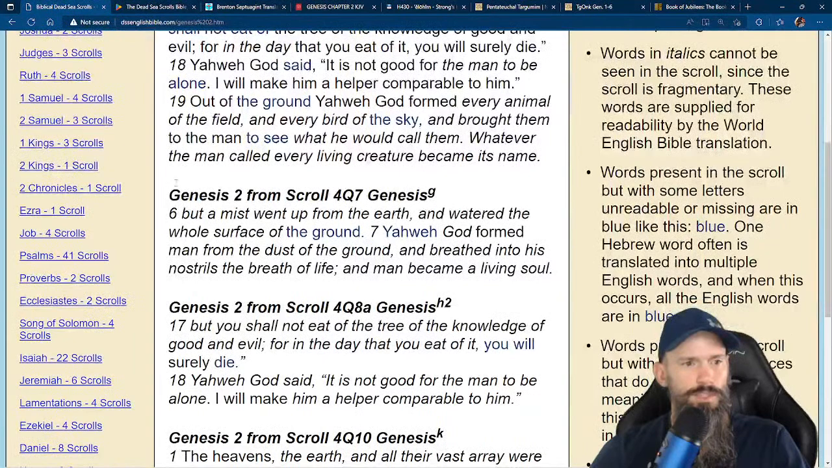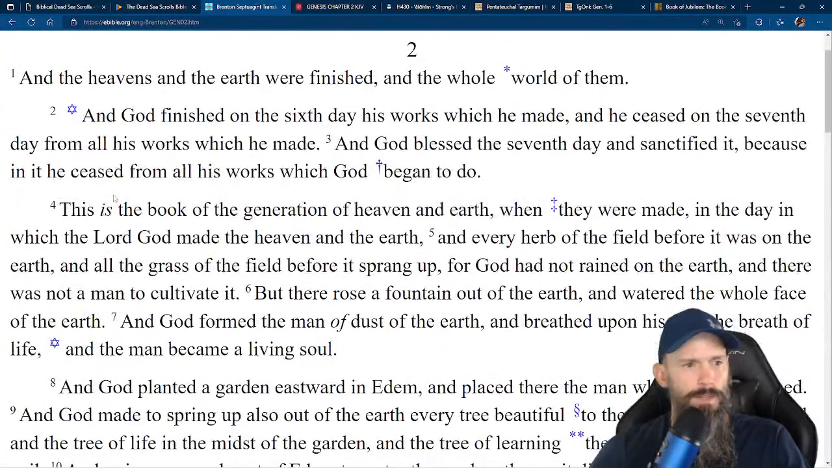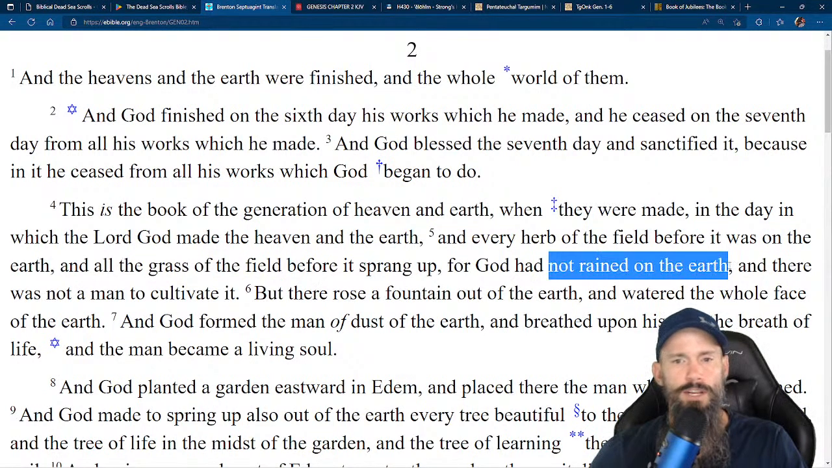Next up, 6. This is the book of the generation of heaven and earth, when they were made, in the day in which Yahuwah made the heaven and the earth, and every herb of the field before it was on the earth, and all the grass of the field before it sprang up. For Yahuwah had not rained on the earth, and there was not a man to cultivate it. No rain yet.